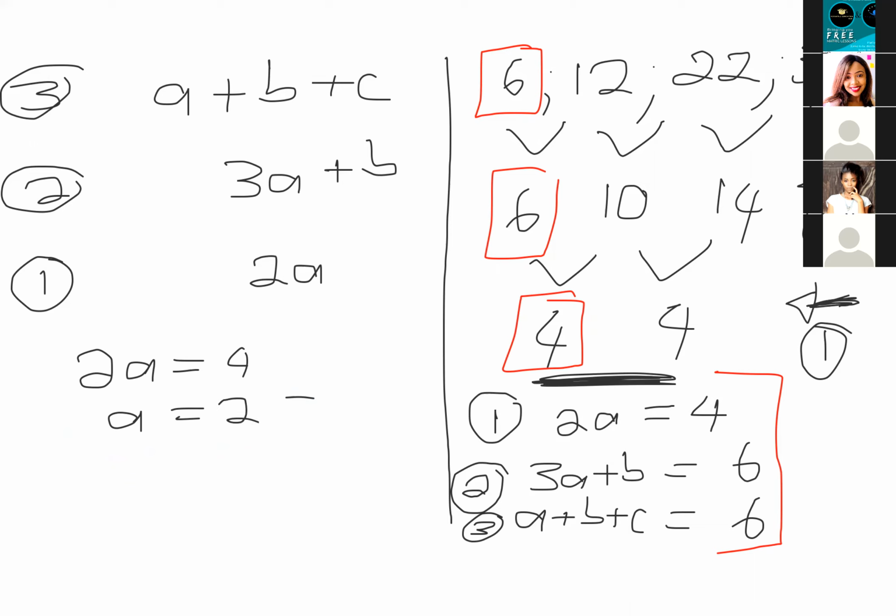And then I go to my second one. This is 1. My second one is 3A. So now I can substitute the A into this 3A. Do you see it? So I'm not going to write 3A anymore. I'm going to say 3 multiplied by 2, close bracket, plus B is equal to 6. And then I solve my B. So what's B going to be?